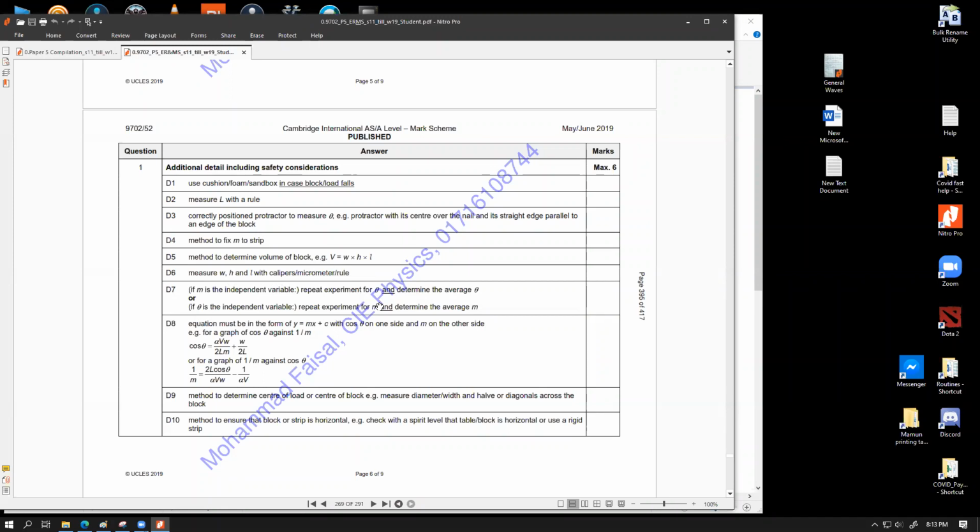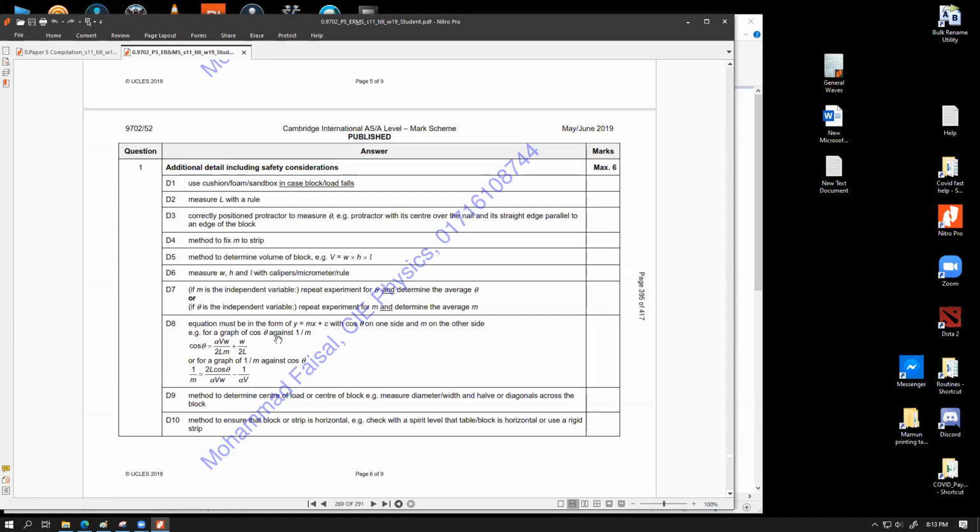Okay, this is something that I also didn't talk about because I take it for granted that whatever you are taking as your independent variable, you keep that constant and you measure the dependent variable multiple times for the same value of the independent variable. So if you're taking your mass as the independent variable, you have to do the same toppling effect multiple times to get a more accurate value of theta by finding out the average of that value.